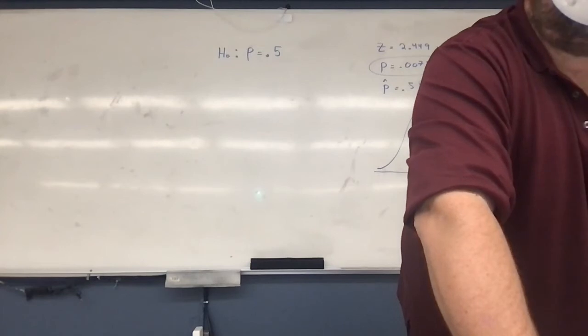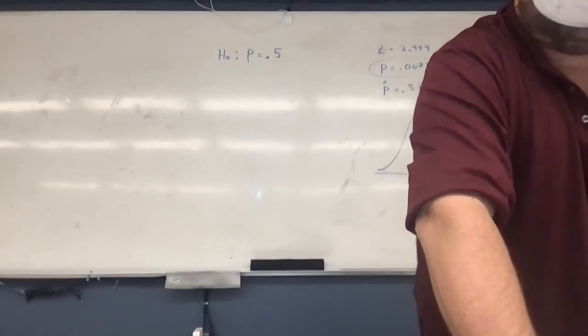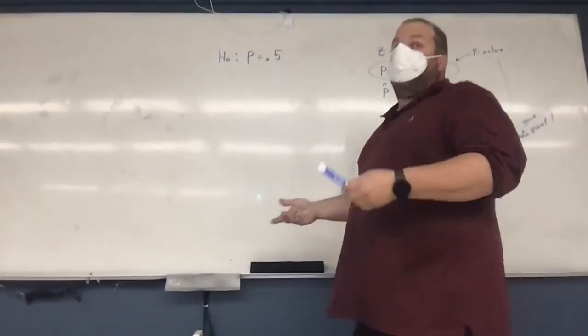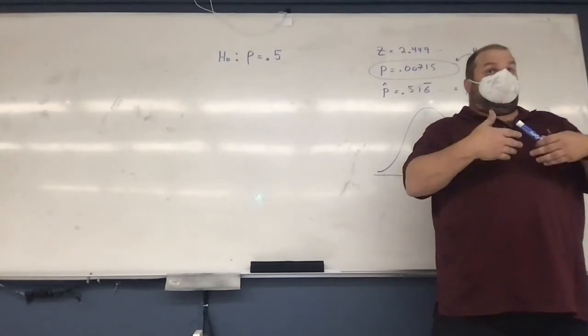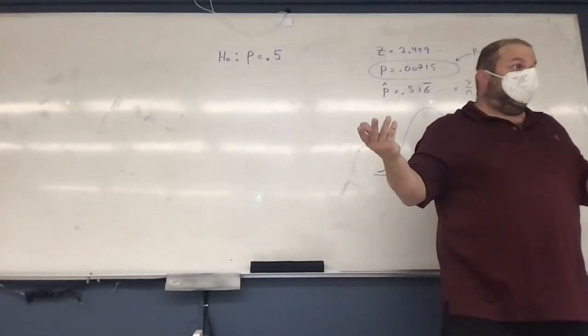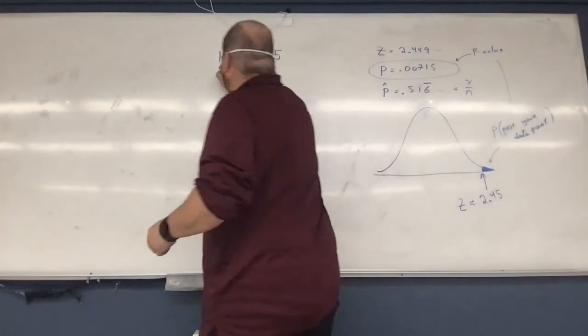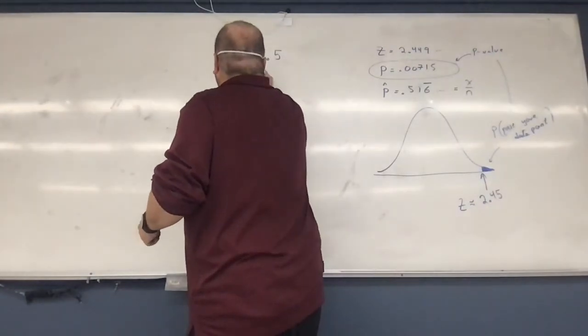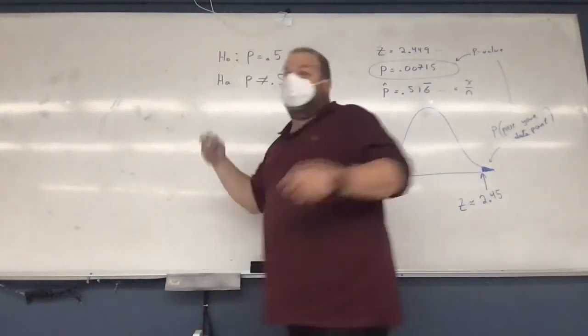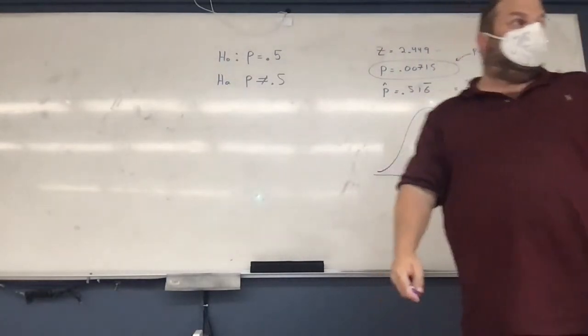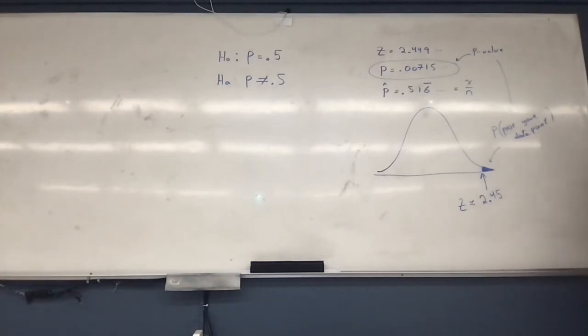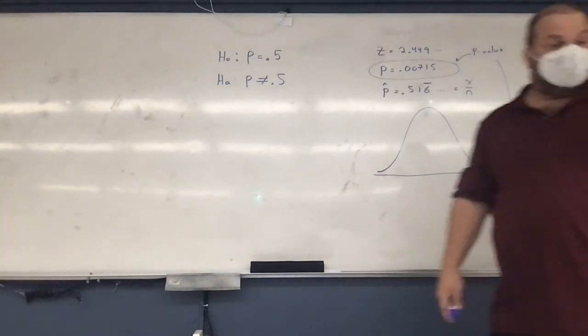P is greater than 0.5? Would it be not equal to in this case? They didn't say anything about more people liking the first or more people liking the second. They just said, is there a difference? So in this case, if the null hypothesis is wrong, that means that P is anything not 0.5. It could be greater, it could be less than. Information is not provided. Yes, could you say the question one more time?